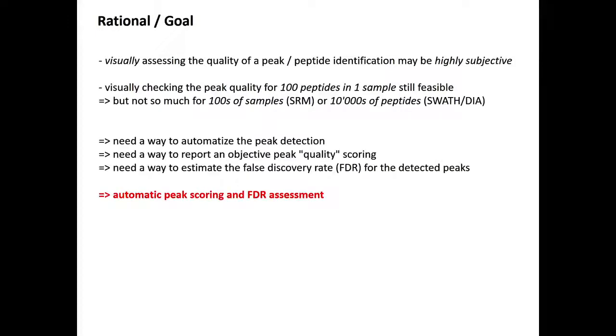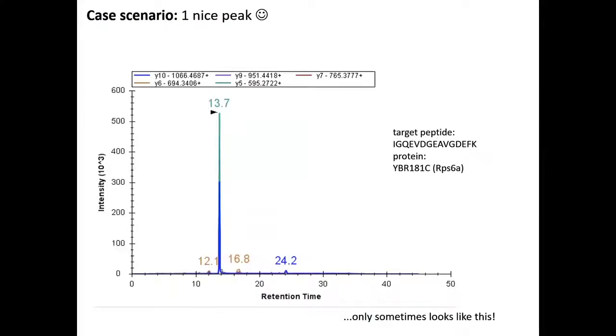So we wanted to come up with a way to turn the peak detection into a more automatic manner, to provide an objective peak quality scoring, and also to assess the false discovery rate for the detection of the peaks. So this peak scoring and FDR assessment is what I'm going to drive you through. These are the type of data you might be familiar with from Skyline. These are 5 fragments. You see a nice peak here. It's pretty clear that the peptide is present in your sample.